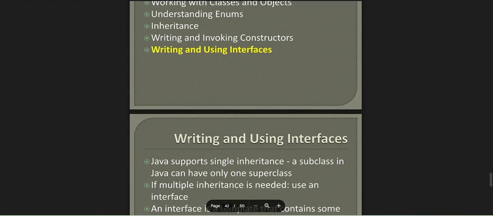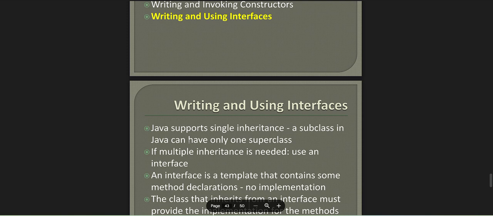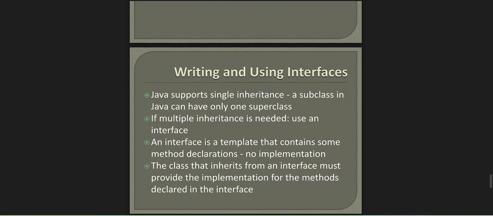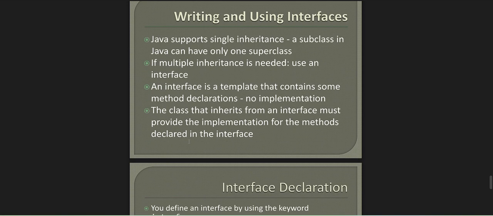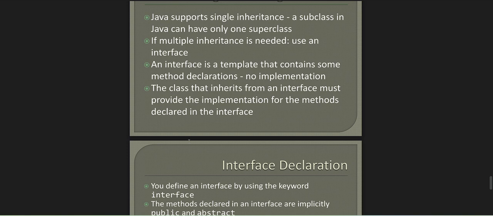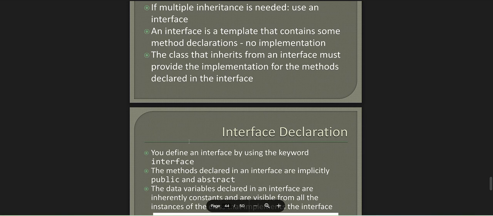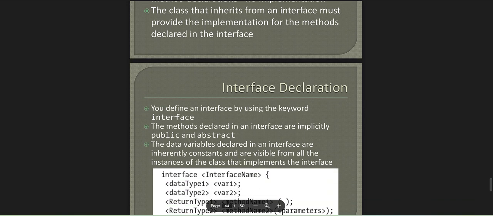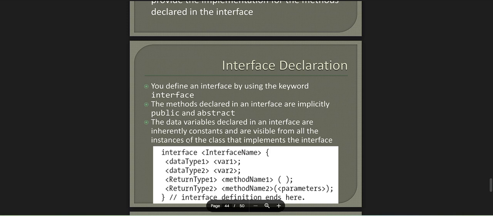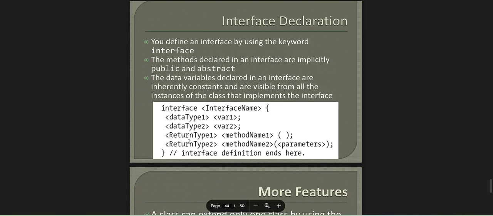Class method, using, writing and interface. Java supports single inheritance: a subclass in Java can have only one superclass. If multiple inheritance is needed, use an interface. An interface is a template that contains some method declarations with no implementation. The class that inherits from an interface must provide the implementation for the methods declared in the interface. Interface declaration: you define the interface by using the keyword interface. The methods declared in the interface are implicitly public and abstract. The data variables declared in the interface are inherently data type bar1, bar2, return type, method name, method 2, parameters, interface definition.